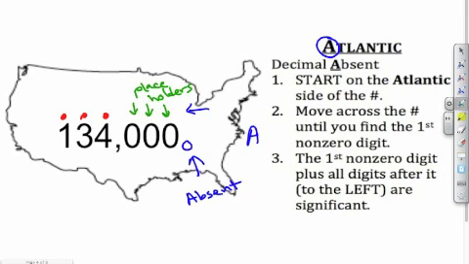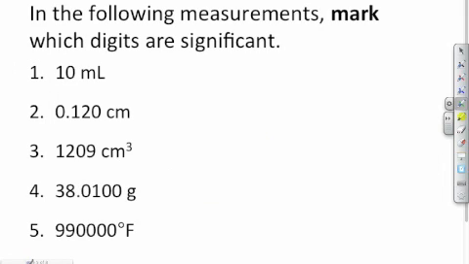Alright, so now that we know how to tell which digits in a measurement or a calculation or a number are significant, let's go through at least a few examples and see this in action a little bit more closely. It says, mark which digits are significant in the following measurements.